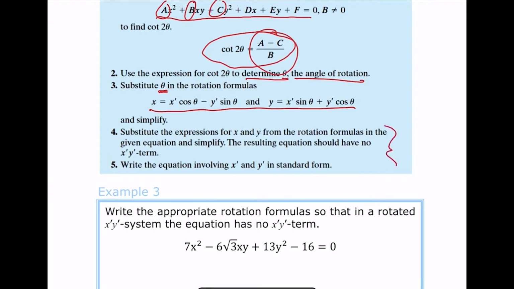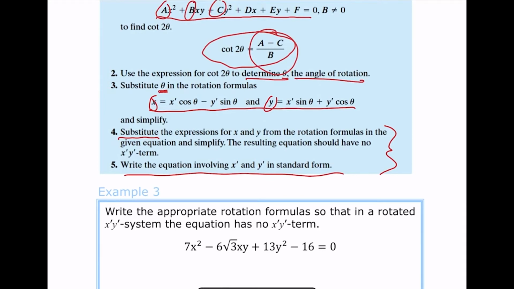You can handle that. Number 4 is what we did on the previous page. We're going to substitute the 2 equations from number 3, the rotation equation formulas. We will substitute those x and y values into our given equation. We'll clean things up, and we'll have the equation in the x prime, y prime form. So we've actually done, what have we done?